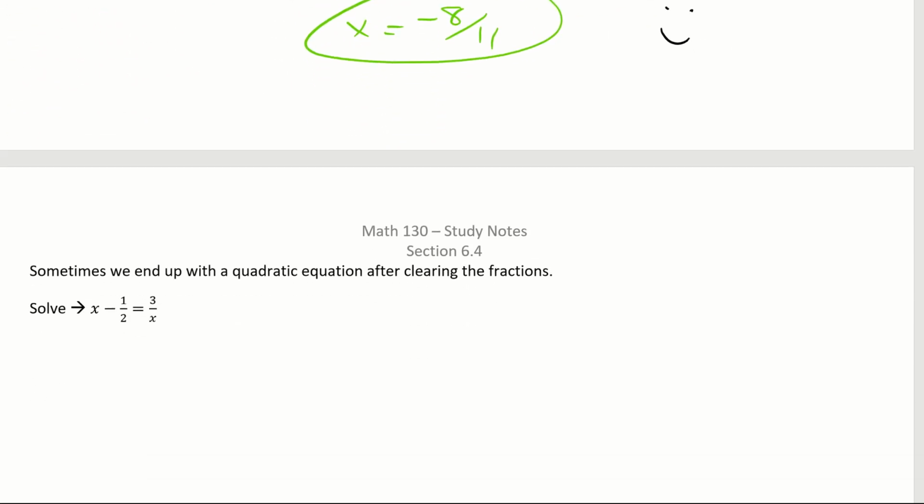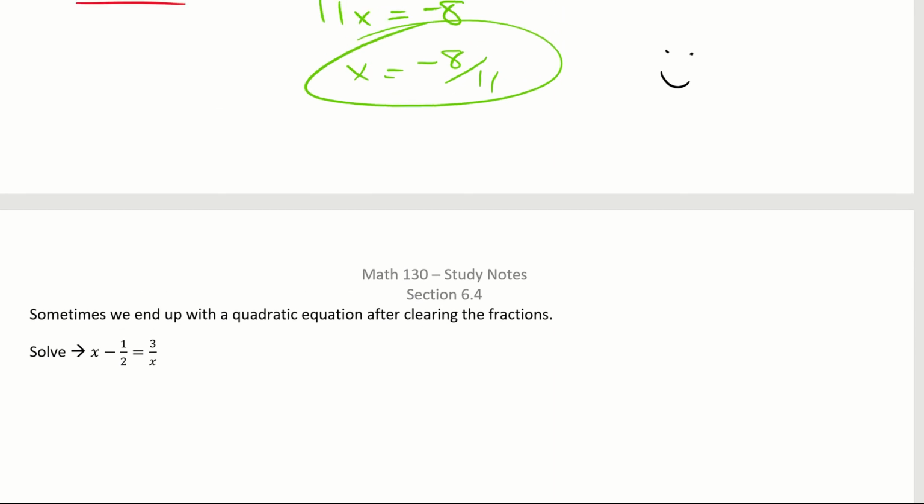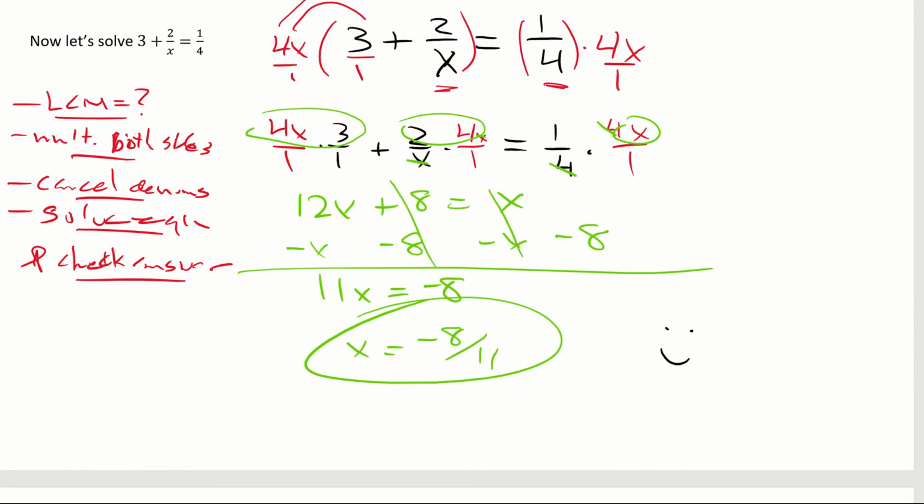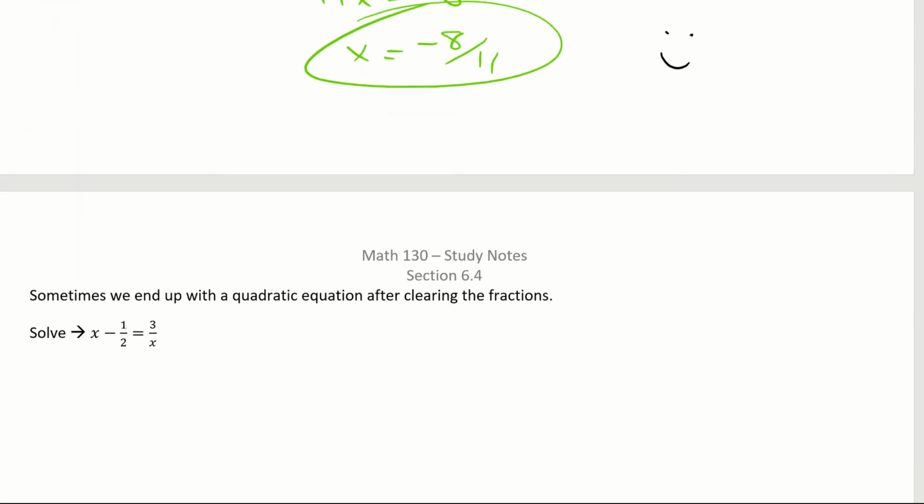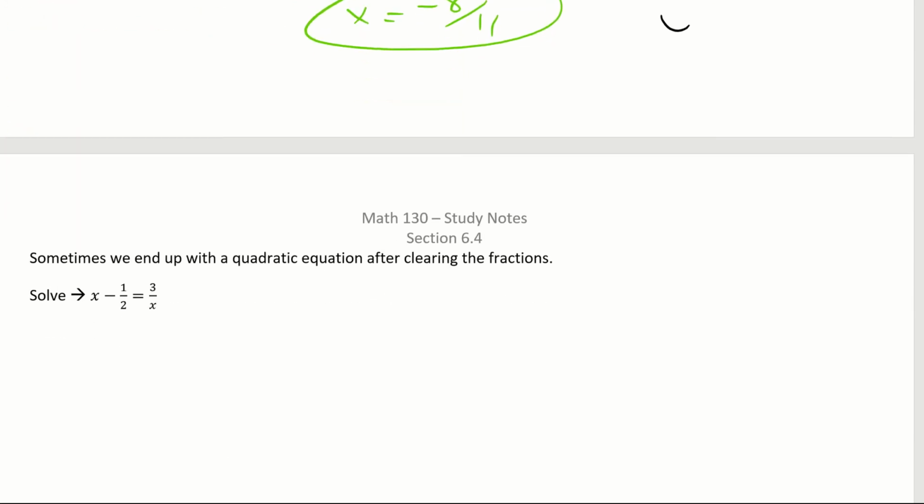Okay. Sometimes we end up with a quadratic equation after clearing fractions. If you'll notice, both of these were isolate or solve for x. You know what I mean? But watch this one. Let's write it out. We have x minus 1/2 is equal to 3 divided by x. That is, we're looking for the mystery number that when I subtract 1/2 from it, I get 3 divided by that same number.